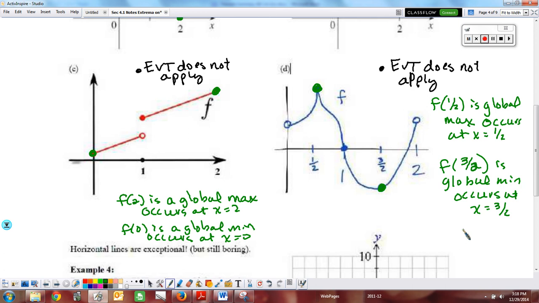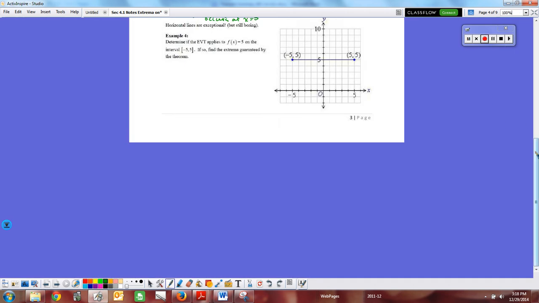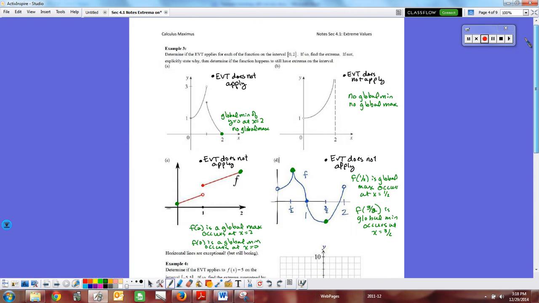Right? So what we're basically seeing here in this example, and I'll zoom out just a little bit so that we can see all of them, is that even though EVT did not apply in any of these situations, you may have a global min but no global max. You could have neither. You could have both, as I did in these examples. You're just not guaranteed to have them.